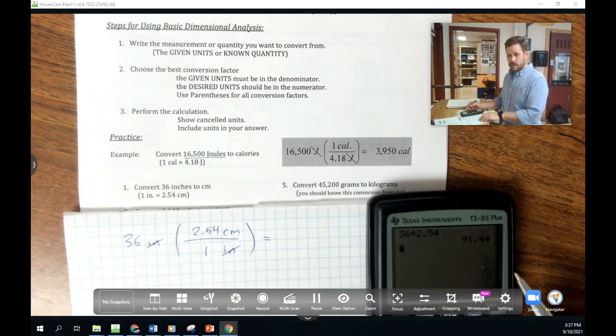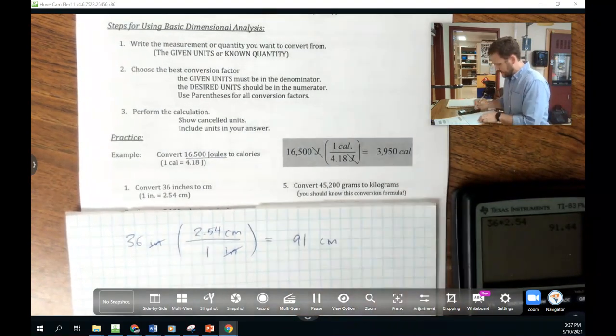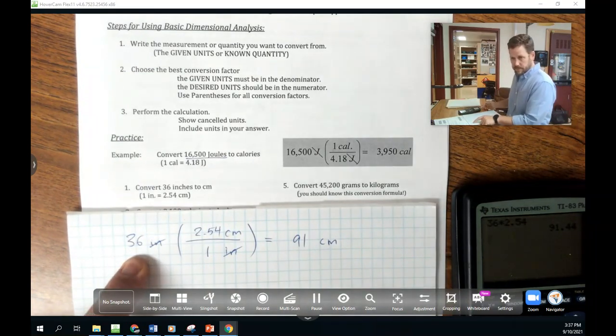In other words, I want to round this to 2 significant figures, and that means I'm going to say this is 91 centimeters. 2 significant figures matches the 2 significant figures that I started with.